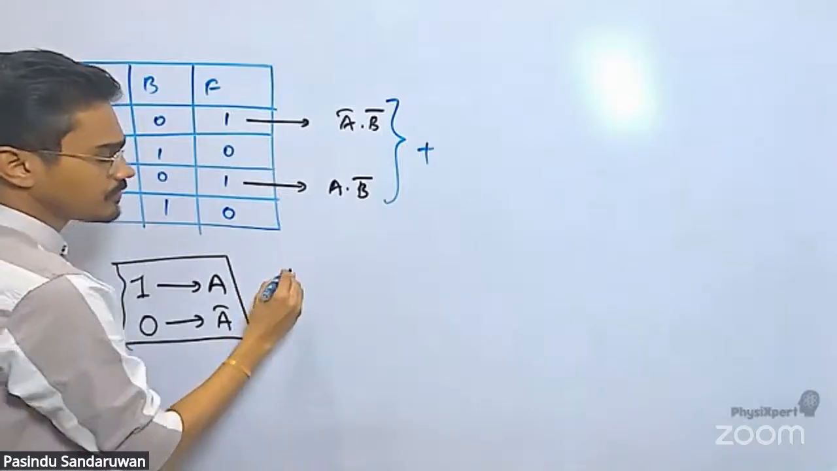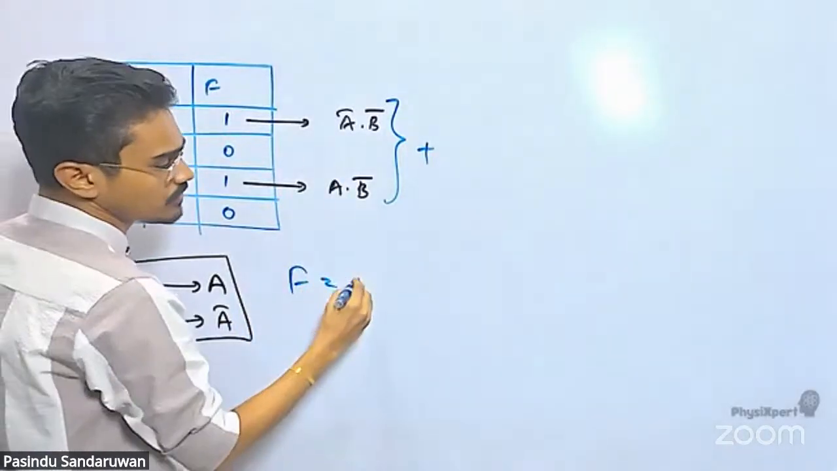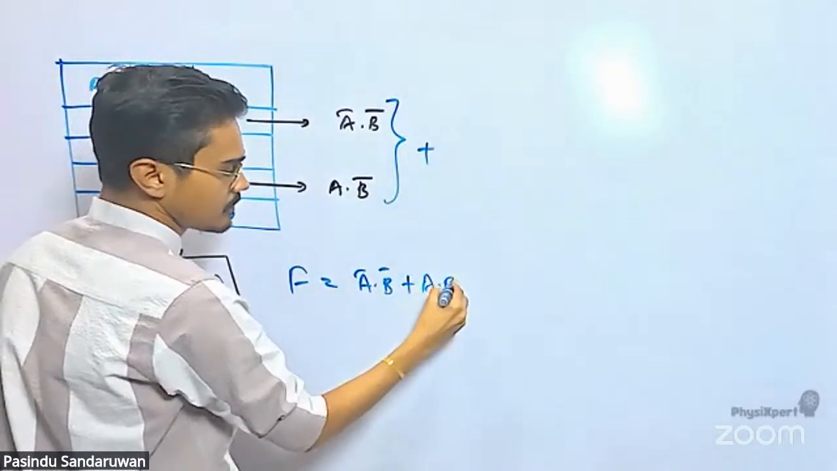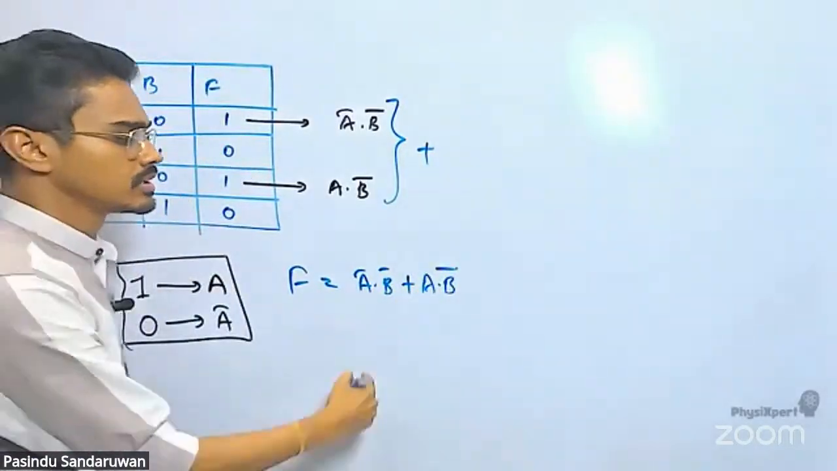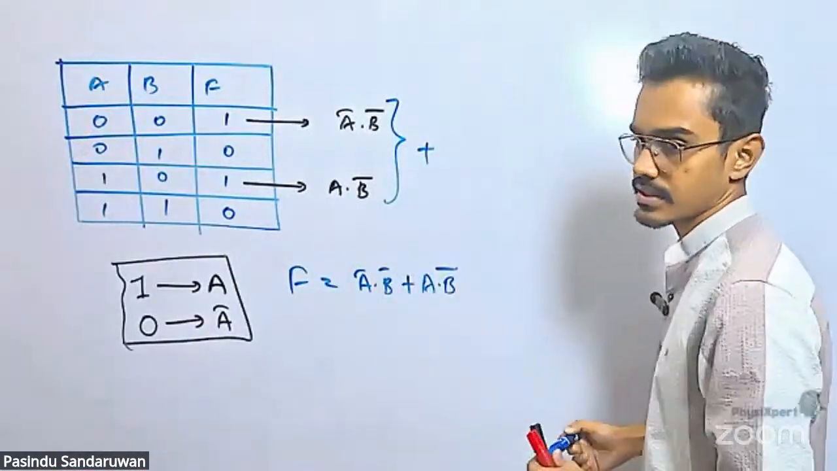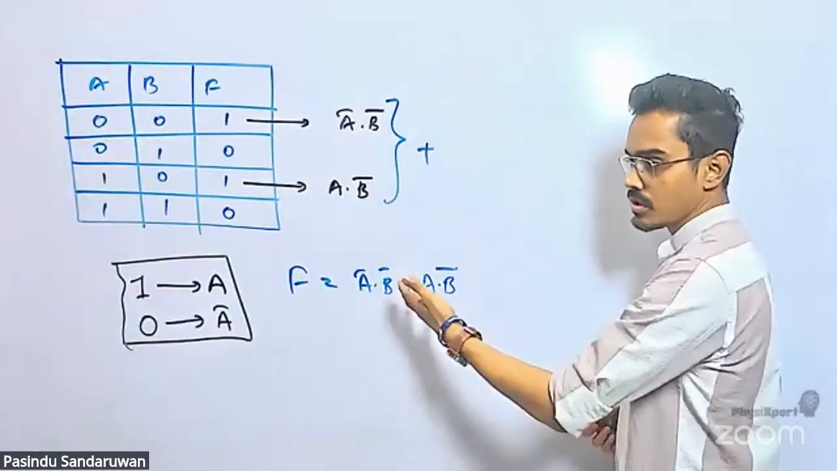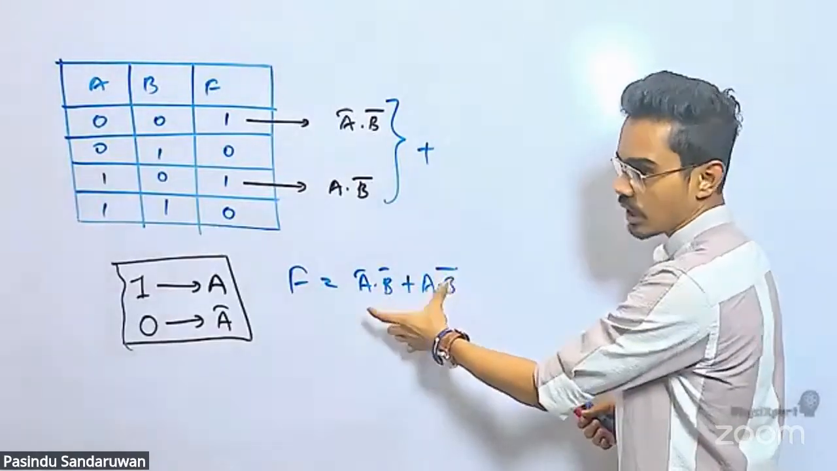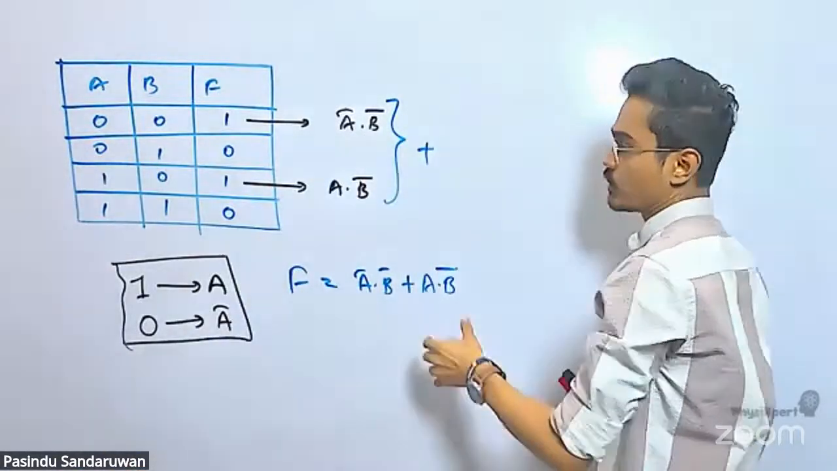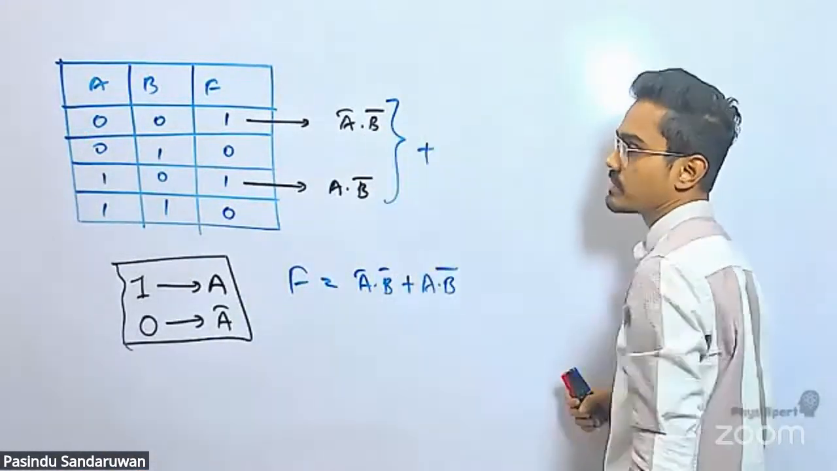Then the final output is given by the OR function of this: A bar dot B bar plus A B bar. That makes the final output. Without simplifying this, draw the circuit here. We know how to draw a digital circuit for a given output. The new part here is finding the output when the truth table is given, right?